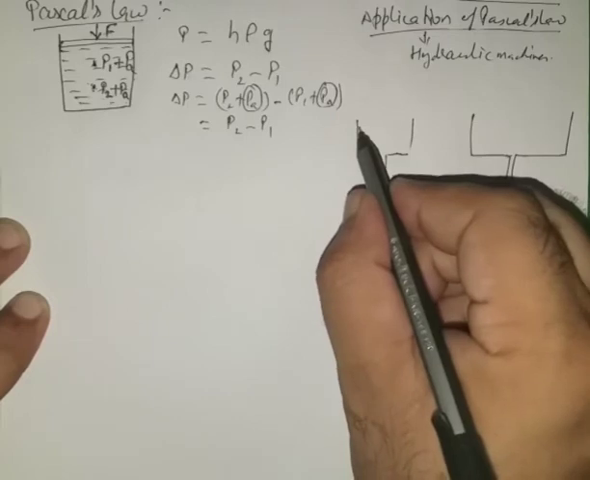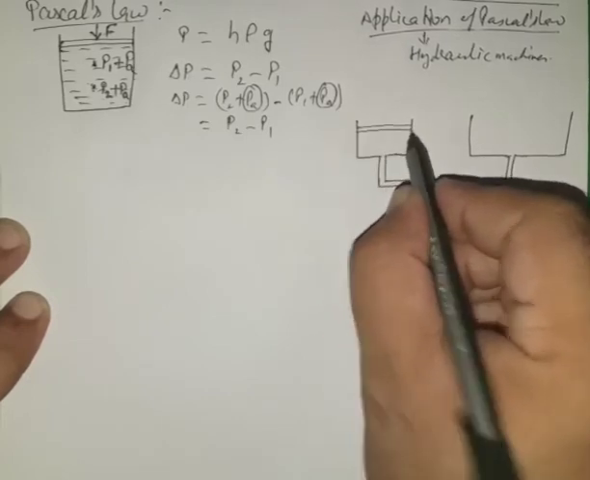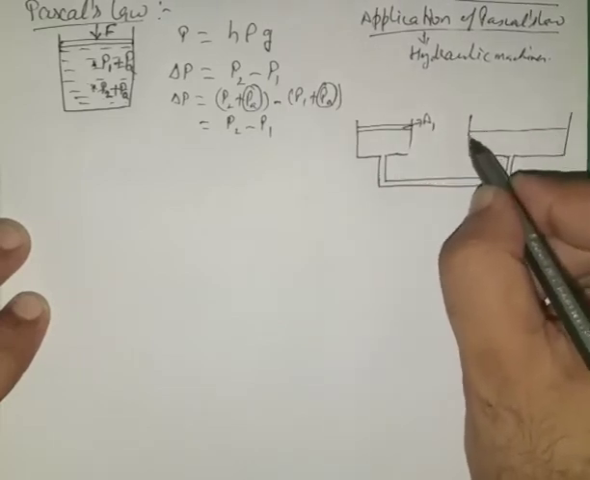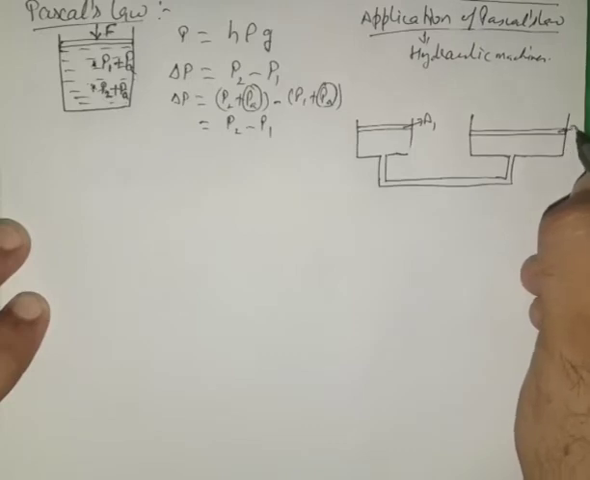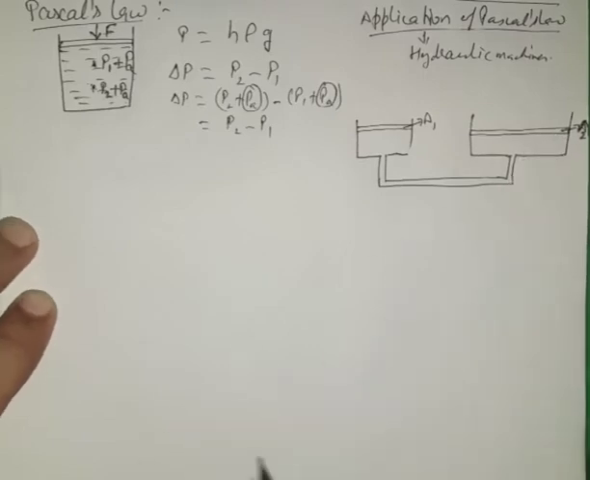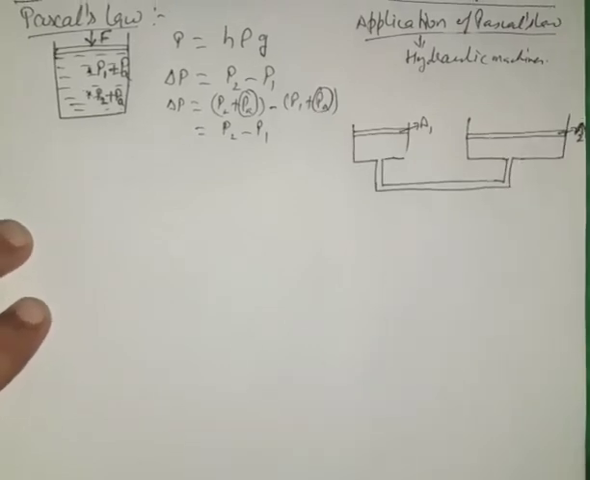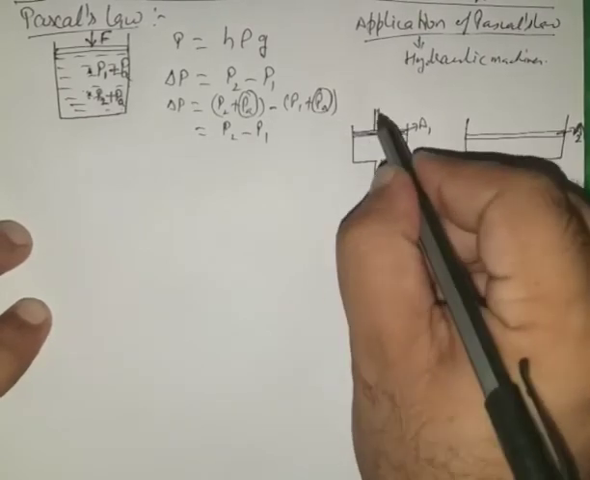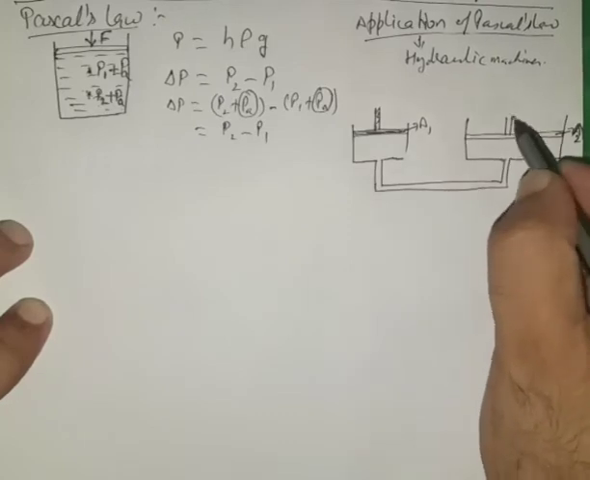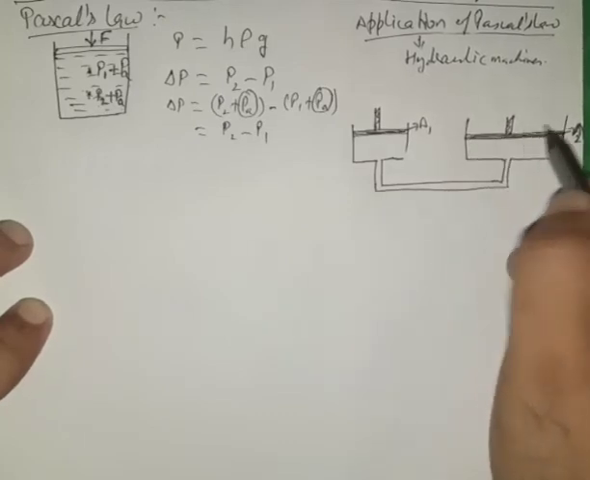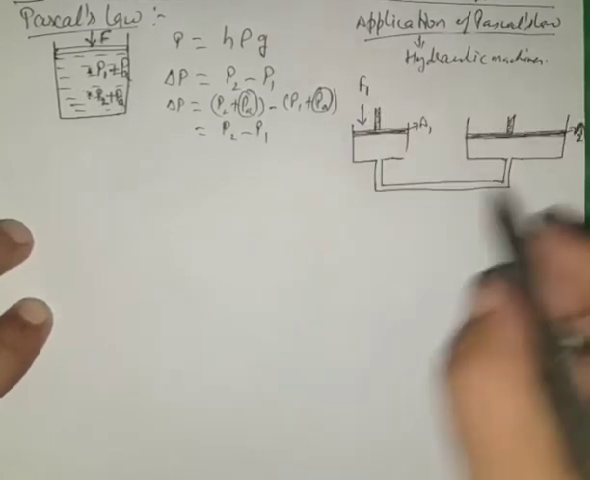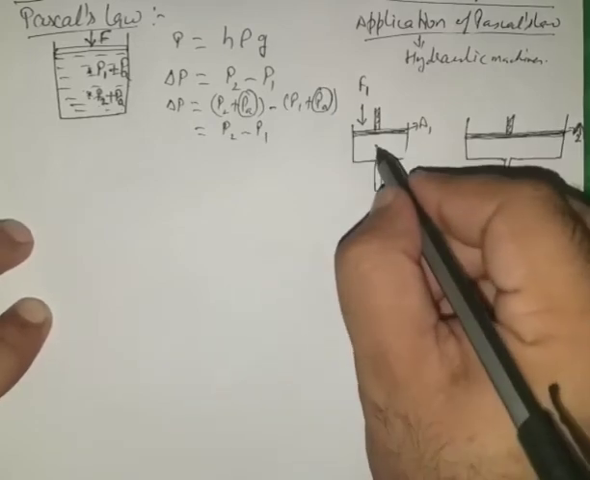Now let us say that this area is A1 and this area here is A2. This area is A1 and this area is A2. And these are movable pistons. Now if I apply some force F1 here, then pressure P1 will be exerted here.